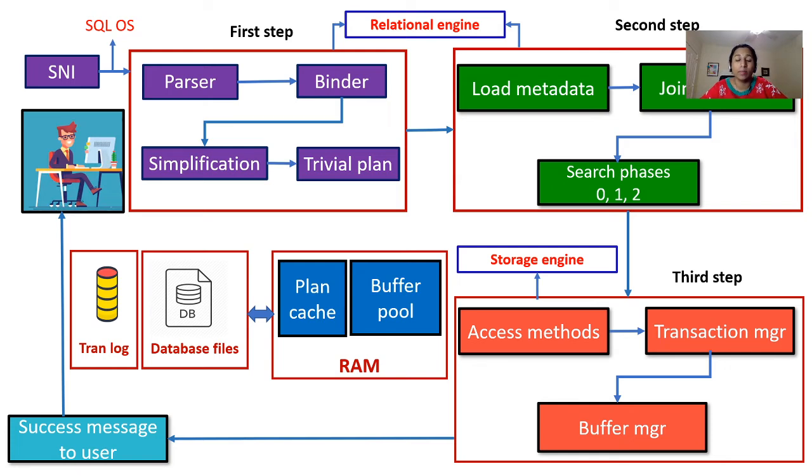The third step contains the components access methods, transaction manager, and buffer manager. The buffer manager component, which you are seeing in the third step, is very resource consuming, right? And IO intensive, because the buffer manager has to go and grab the database pages from the disk subsystem, which is very IO intensive. So when you compare the first step and second step, the third step is resource consuming. The first step components and the second step components come under the relational engine, and the third step components come under the storage engine.